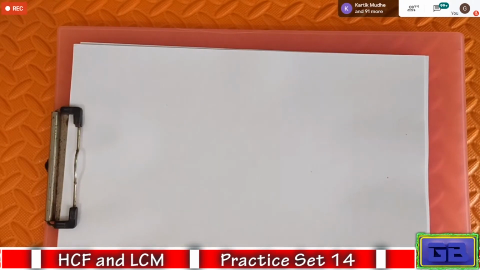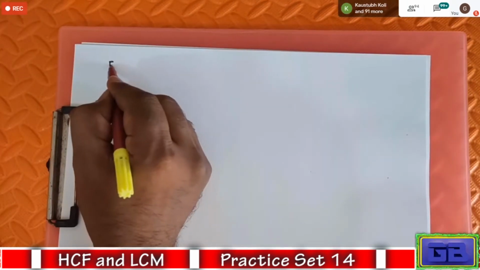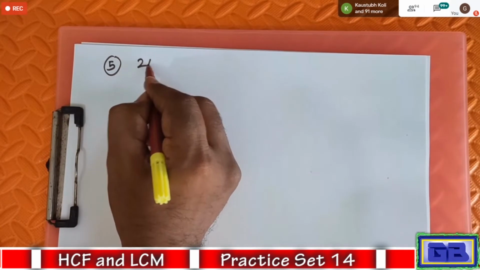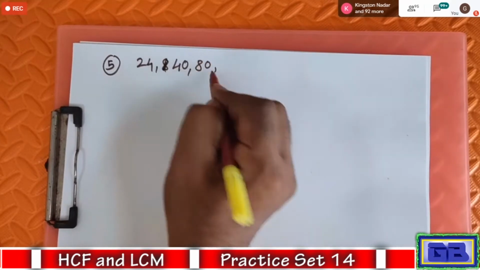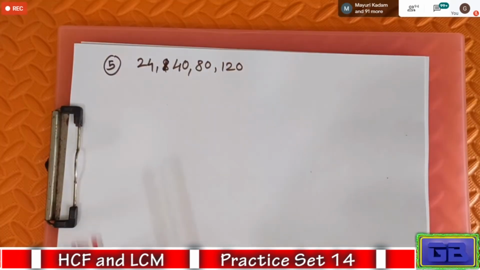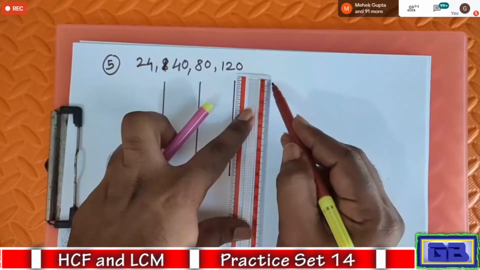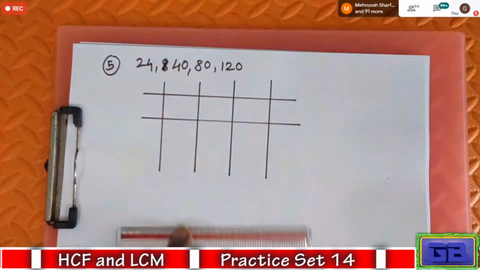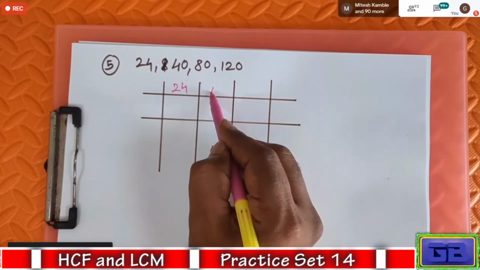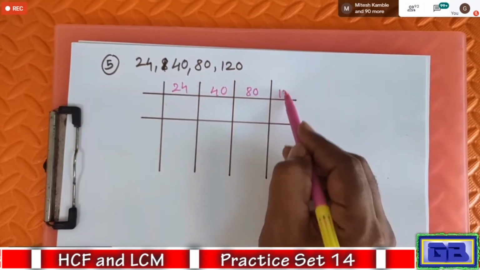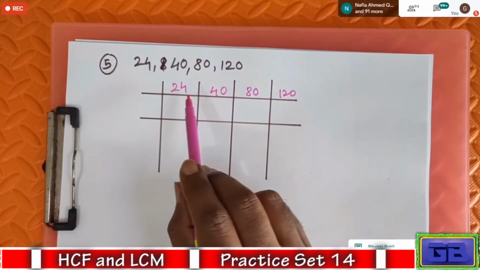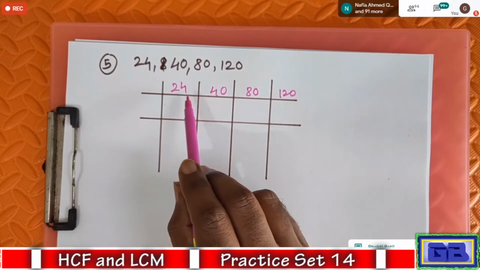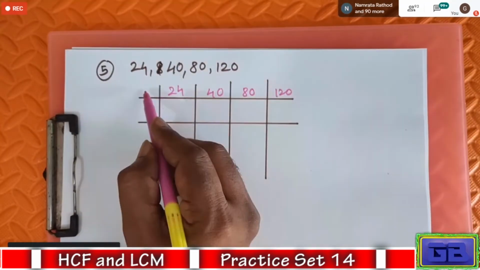Question number 3, fifth sum. 24, 40, 80, 120. All numbers are divisible by 2, 4, and as well as 8. So I will start with 4.